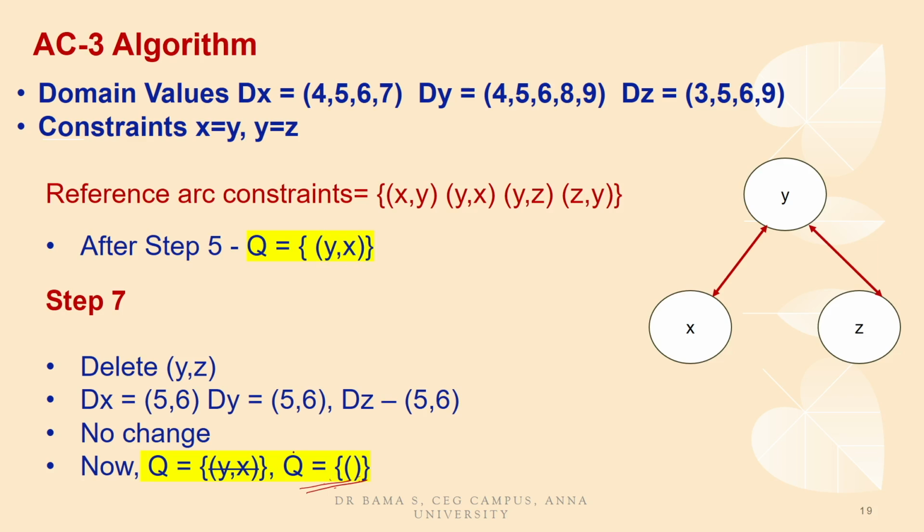Which means until this point the algorithm gets repeated and then at this point the algorithm comes out of it. At this stage if you see x is equal to 5 6 which is equal to y and z. So, at this point the solution is obtained.